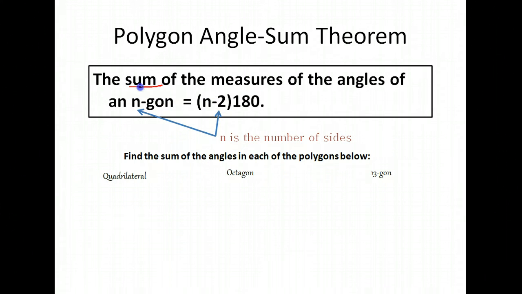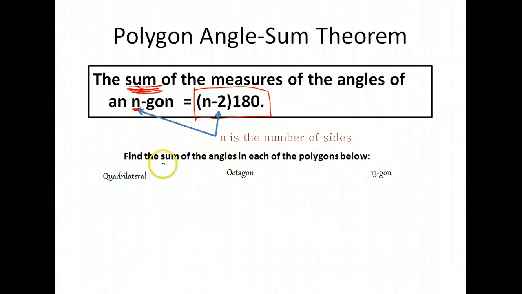The sum, that's important, so all of the angles added together for an n-gon, remember n tells you how many sides it has. You take the number of sides minus 2, and then you multiply by 180. You want to have this formula in your notes. The sum of the measures of the angles in a polygon is n minus 2 times 180, where n is the number of sides. So let's use that down here.